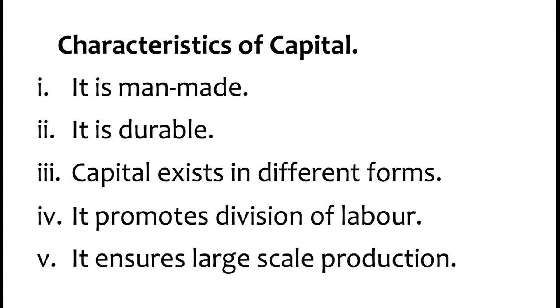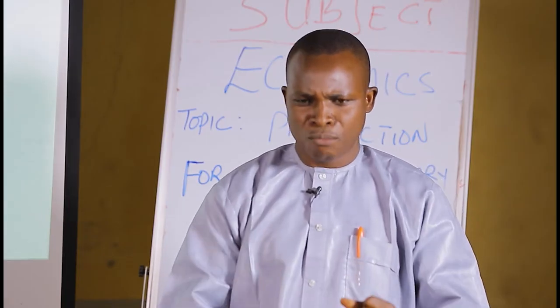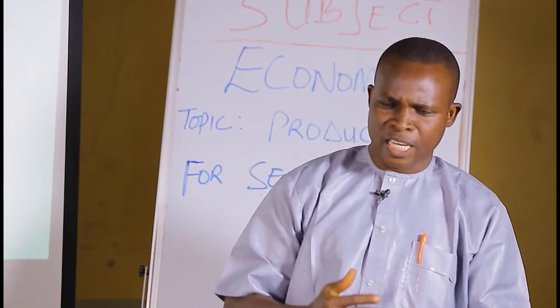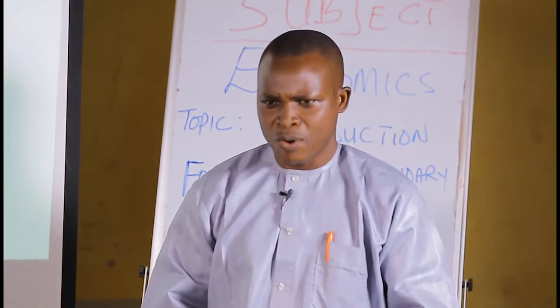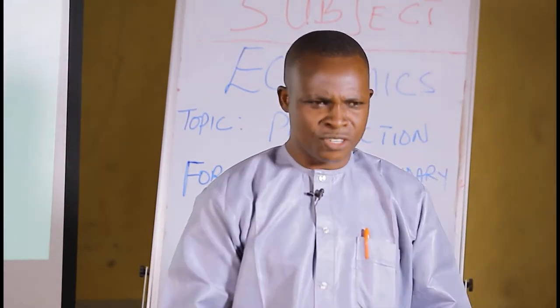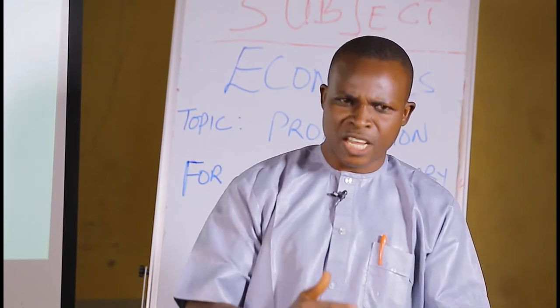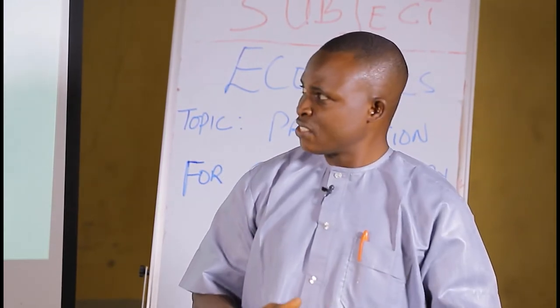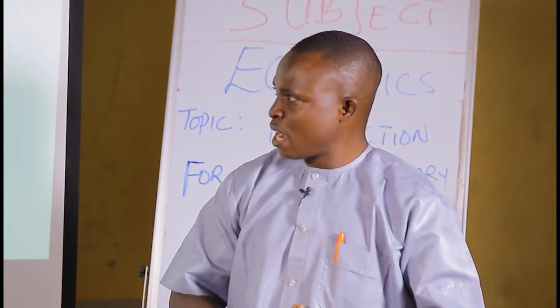Now, we have the characteristics of capital. Number one, capital is a man-made factor of production. Number two, it is durable. Like I said, physical cash, money, is a durable asset. You can keep it for a longer period of time. We equally have machines, factory buildings, lorries, and the rest of them. They are types of goods that can stay for a longer period of time. We term them durable assets.